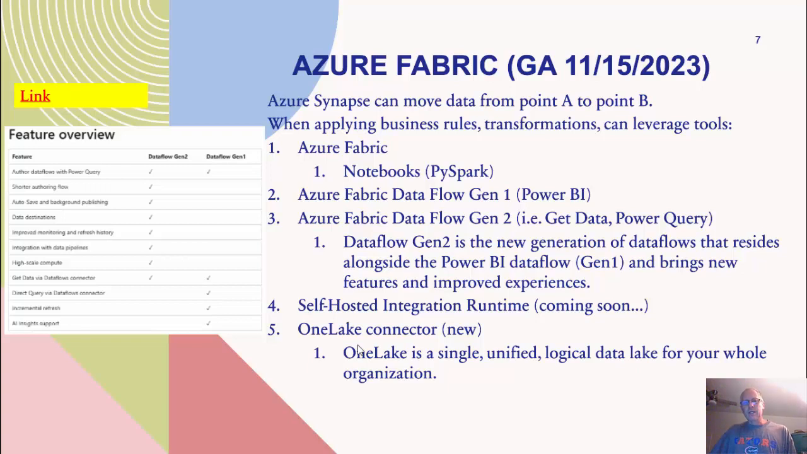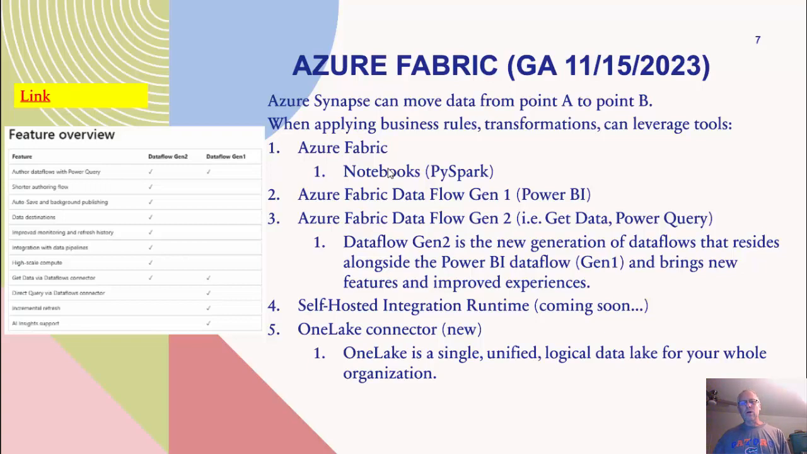Now, Fabric is really cool. So I had a chance to play with that quite a bit, and it went GA yesterday, which was November 15th of 2023. And the nice thing about it is, I forgot to change the word Synapse here to Fabric, but it can move data from A to B and apply the business rules and transformation. It has the notebooks with the PySpark.